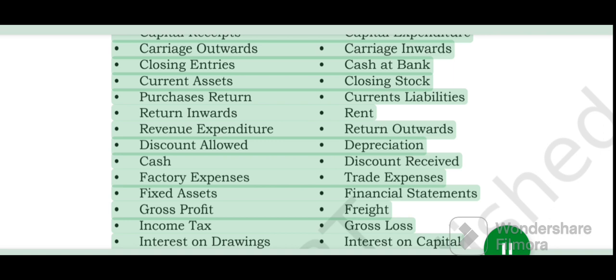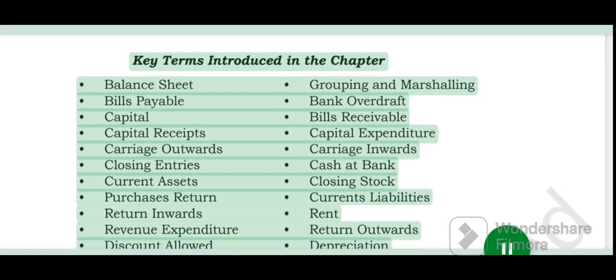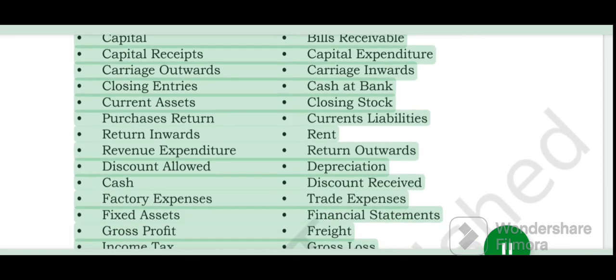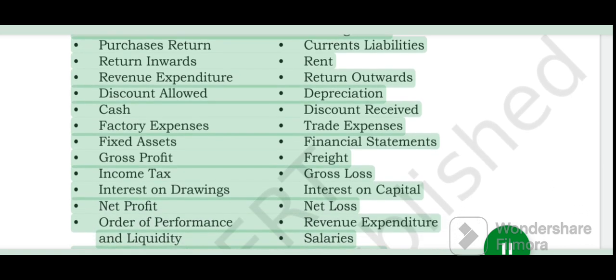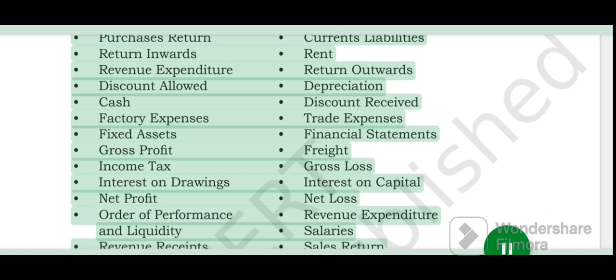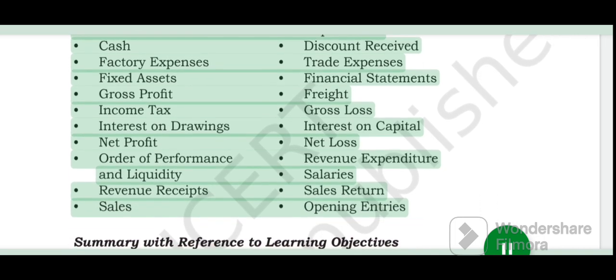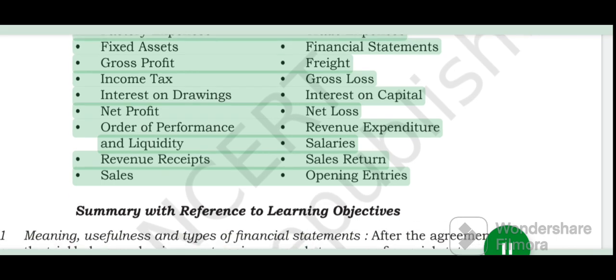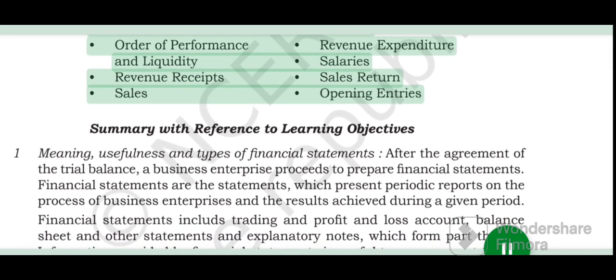Key terms introduced in the chapter: balance sheet, grouping and marshalling, bills payable, bank overdraft, capital, bills receivable, capital receipts, capital expenditure, carriage outwards, carriage inwards, closing entries, cash at bank, current assets, closing stock, purchases return, current liabilities, return inwards, rent, revenue expenditure, return outwards, discount allowed, depreciation, cash, discount received, factory expenses, trade expenses, fixed assets, financial statements, gross profit, freight, income tax, gross loss, interest on drawings, interest on capital, net profit, net loss, order of performance, revenue expenditure and liquidity, salaries, revenue receipts, sales return, sales, opening entries.